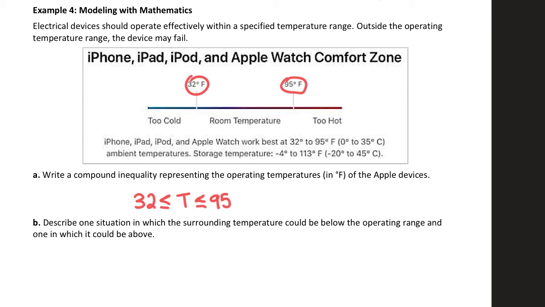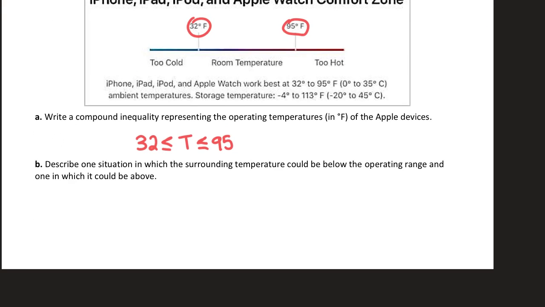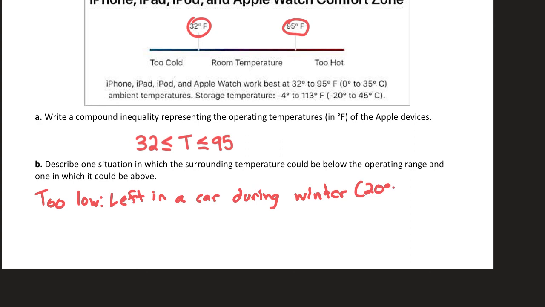So in part B, it says describe one situation in which surrounding temperature could be below the operating range and one which could be above. And I've got two situations that are really similar. Too low. Maybe it was left in a car during winter. Let's say it was 20 degrees outside. That might cause your iPhone not to work properly.